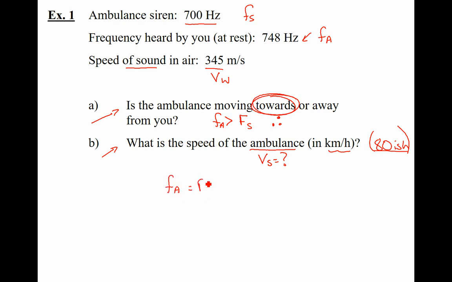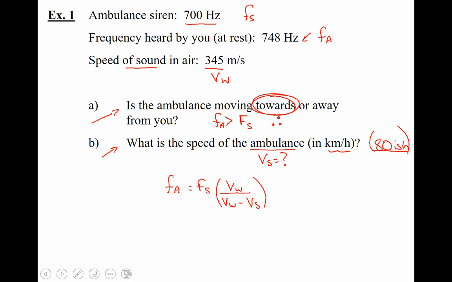FA equals FS times VW over VW plus or minus VS. I left the plus or minus blank there. So if it is indeed moving towards us, we should know that that would be negative. Now that we got the formula, all we would need to do is rearrange and solve.